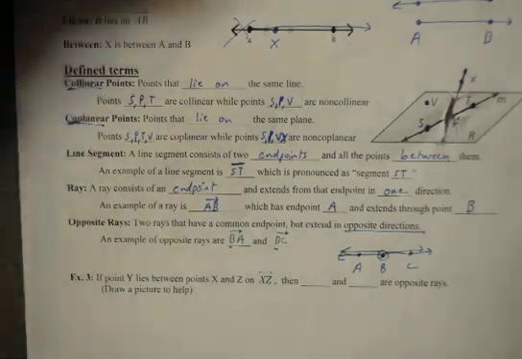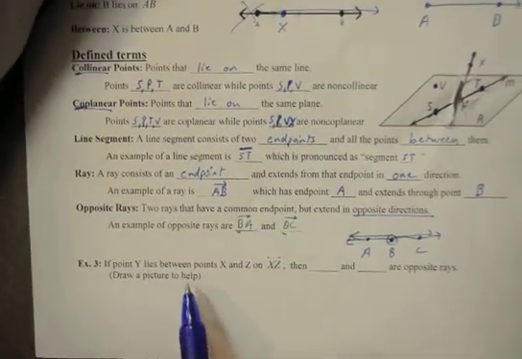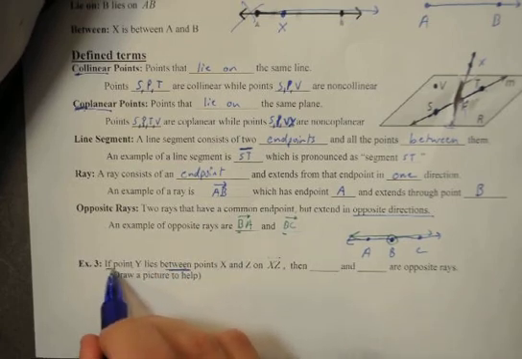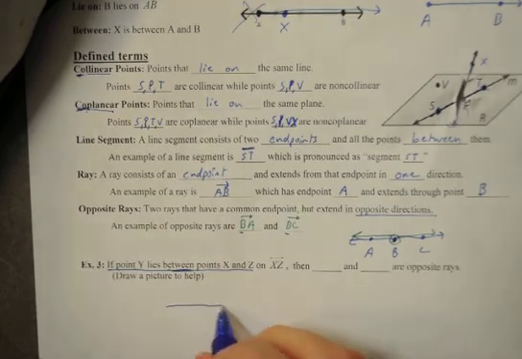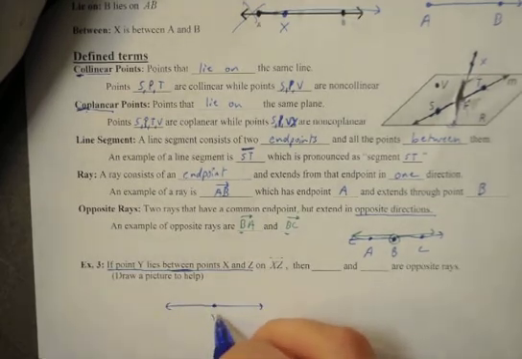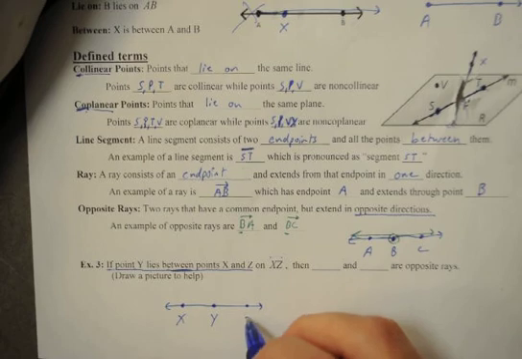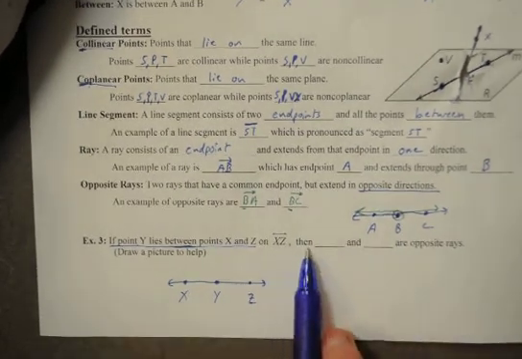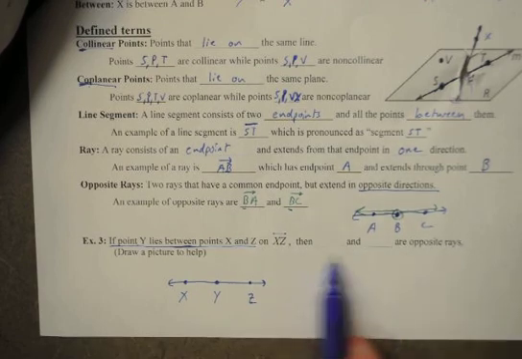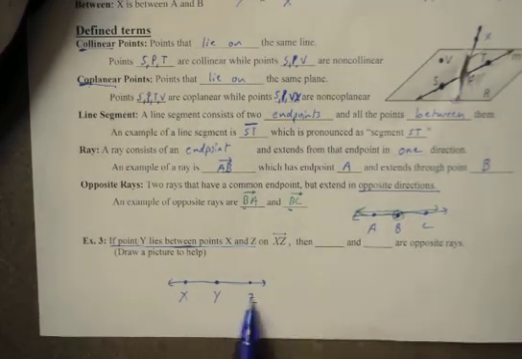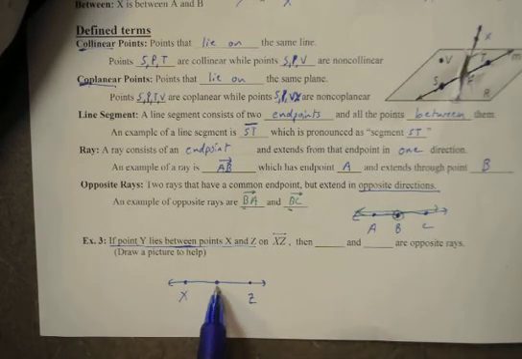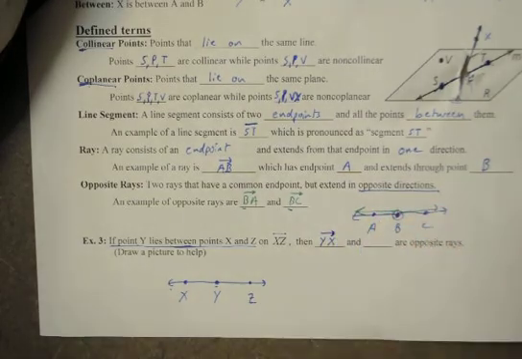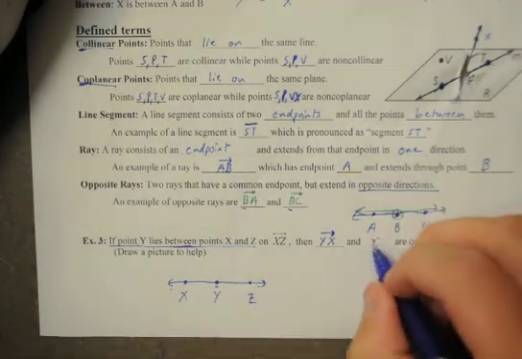Alright, here's something for you to think about. If point Y lies between X and Z, so this word between, then you're going to have to make sure that you are able to draw a picture like this. Let's draw the picture. Y is between X and Z. Then, what are the opposite rays here? So name the opposite rays here. We're going to start at Y, we're going to go through X. So we're going to say ray YX. And we're going to say ray YZ.